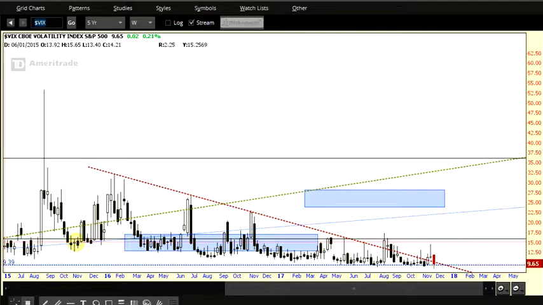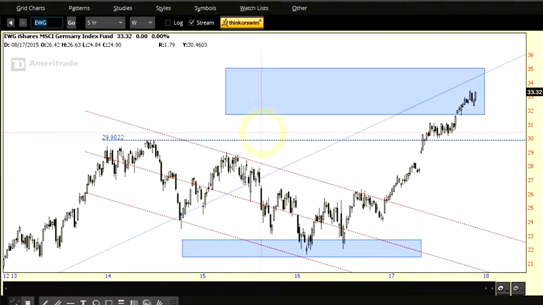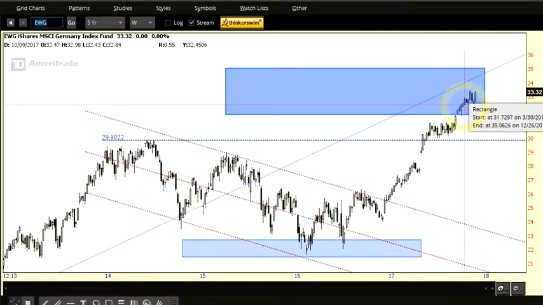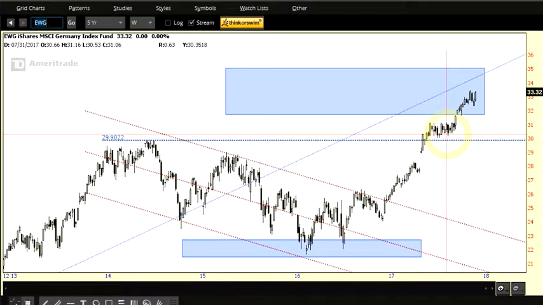Let's look at some of these countries. We haven't really spent a lot of time looking at these countries in a while, but you can see Germany is still moving up into this area. We've had this area on here forever, and now we're in an area of resistance. So that doesn't mean that the market has to roll over here. It just means if you're betting, if you have shares on the DAX, you need to be aware that you're in an area that could present some selling in the future here. Maybe back down into this area, at least down into this 30 area.